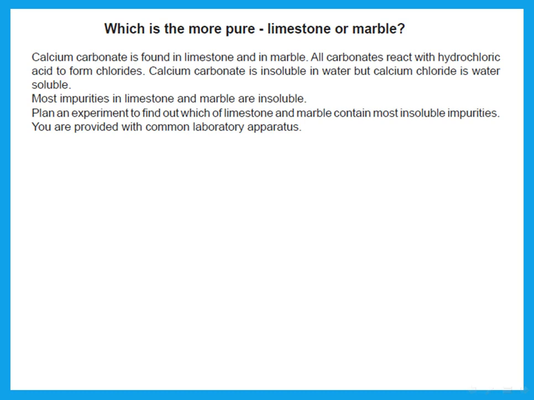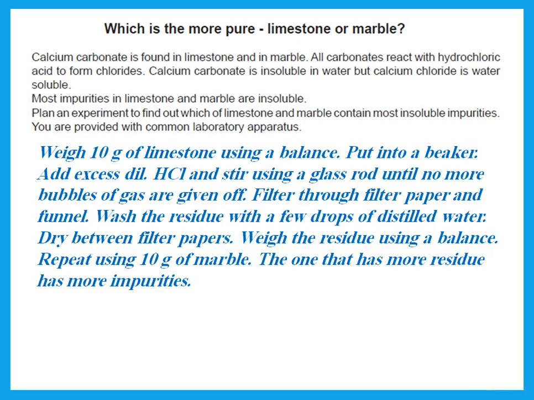So plan an experiment to find out which of the limestone and marble contain the most insoluble impurities. Again, most means I need to weigh at the beginning, weigh 10 grams, for example, of limestone using a balance, put into a beaker, add excess dilute HCl, stir using a glass rod until no more bubbles of gas are given off. That means all the calcium carbonate has dissolved, only the impurities did not dissolve.